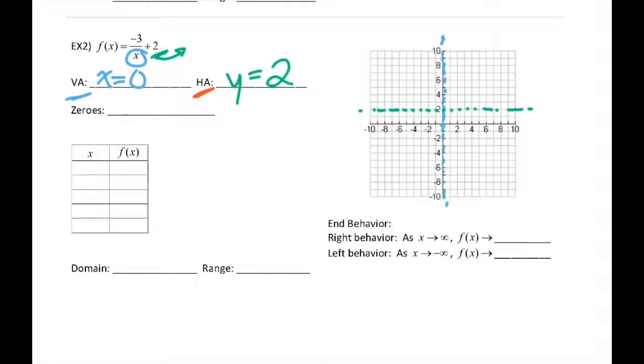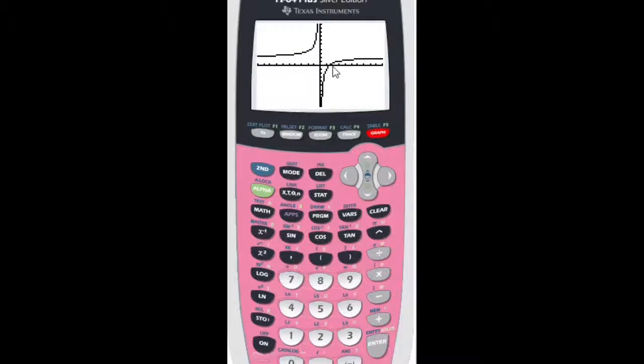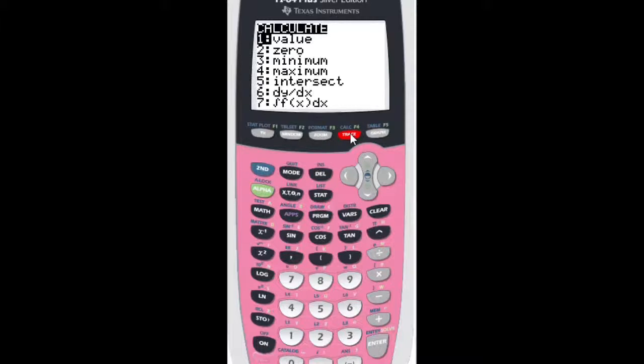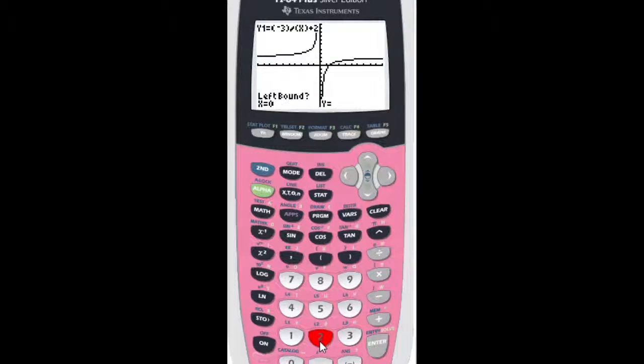Next thing we want to do is find our zeros. So that's going to be when y equals 0. So we look into our table, which we can do on the calculator. So this is the graph of our function.